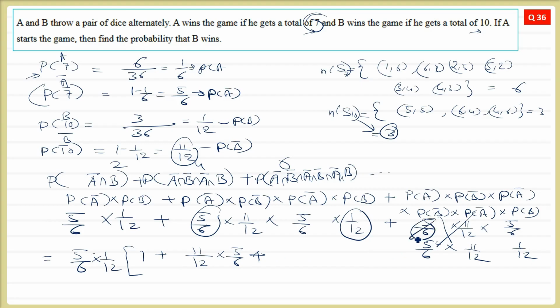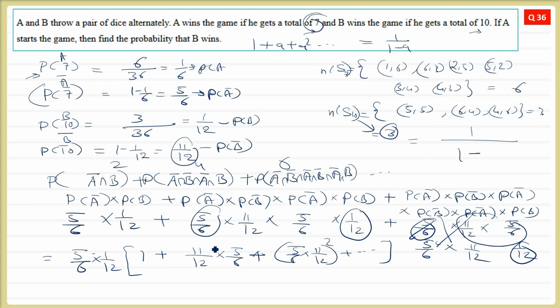Because two things have been taken, 5 by 6 into 11 by 12, you see it twice. So it will be 11 by 12 into 5 by 6 squared. So you can write it as 5 by 6 multiplied by 11 by 12, whole squared. Plus, this goes on and on, infinite times. Now 1 plus A plus A squared till infinity is 1 by 1 minus A. A is what? 55 by 72. 5 into 11 is 55, and 6 into 12 is 72. 72 goes up. 72 minus 55 is 17. So 72 by 17 is going to come.